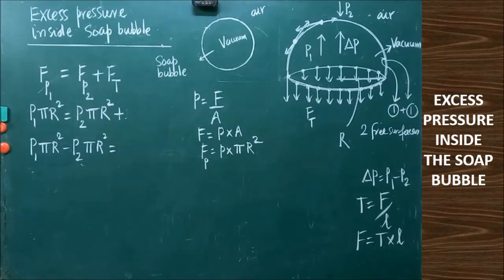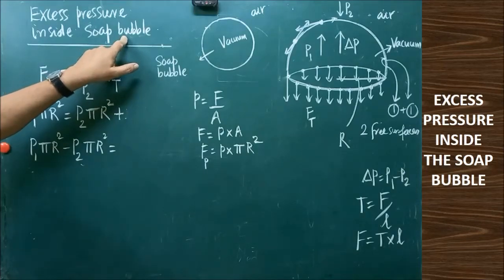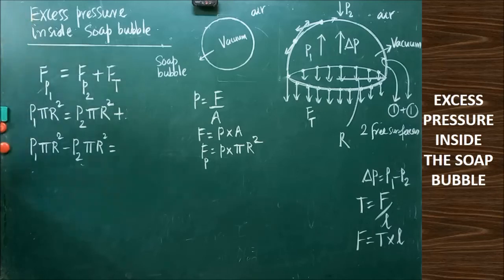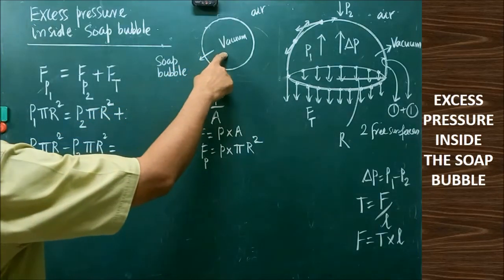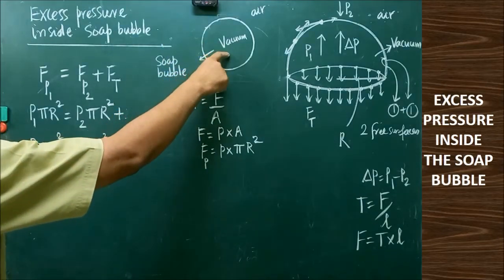Finally, we are going to derive the expression for excess pressure inside the soap bubble. Already we have derived the excess pressure inside the air bubble as well as in the case of the liquid drop. Now we are going to see the final case, that is the soap bubble, within which excess pressure is acting. For that we have to derive the expression. Look at here how the soap bubble will be. You may have seen the soap bubble. Within the soap bubble, nothing is there.